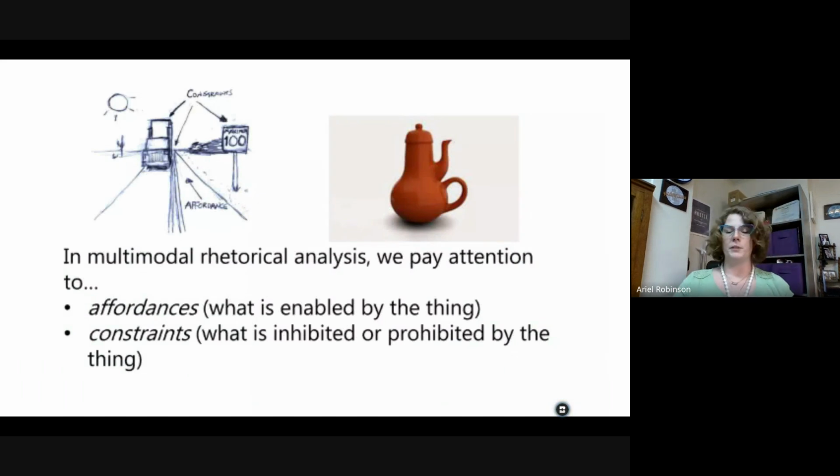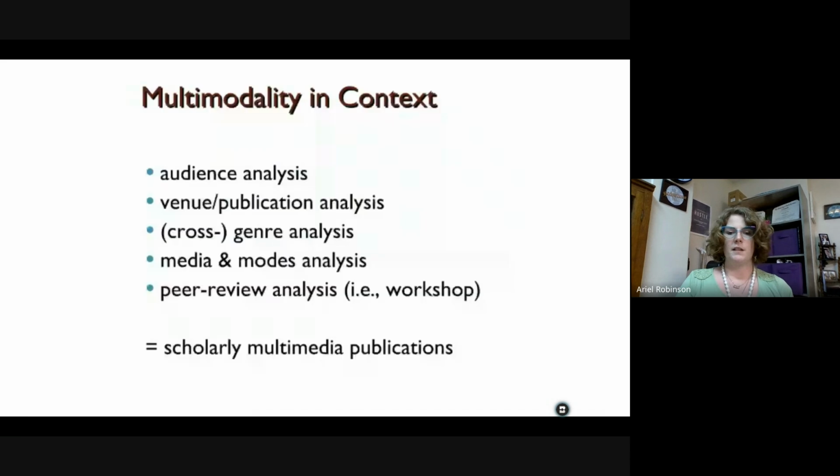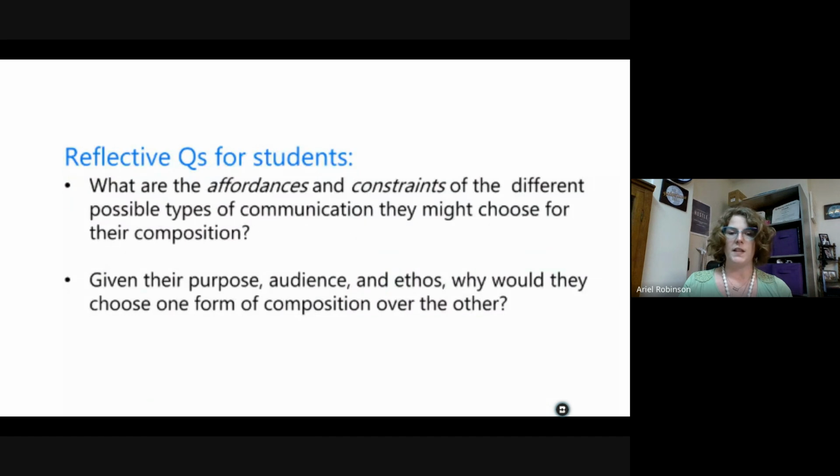So, in multimodal rhetorical analysis, what we pay attention to is affordances, something that's enabled by a thing, and constraints, what's inhibited or prohibited by a thing. So, what does that look like? Audience analysis, venue publication analysis, cross genre analysis. And so you end up having a lot of publications with this. So, things to think about for you.